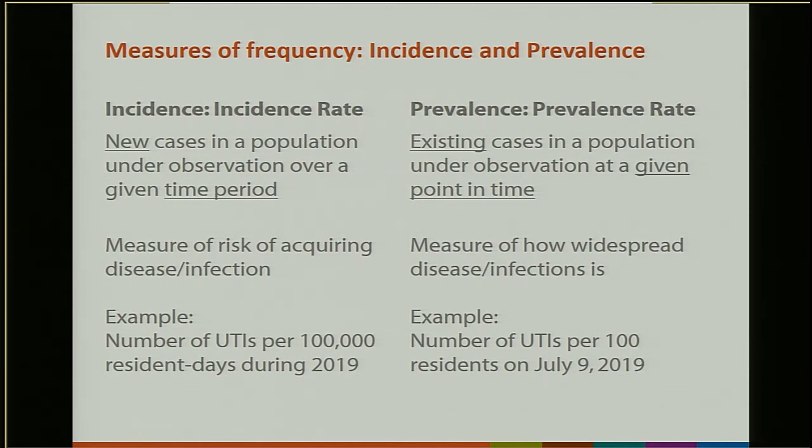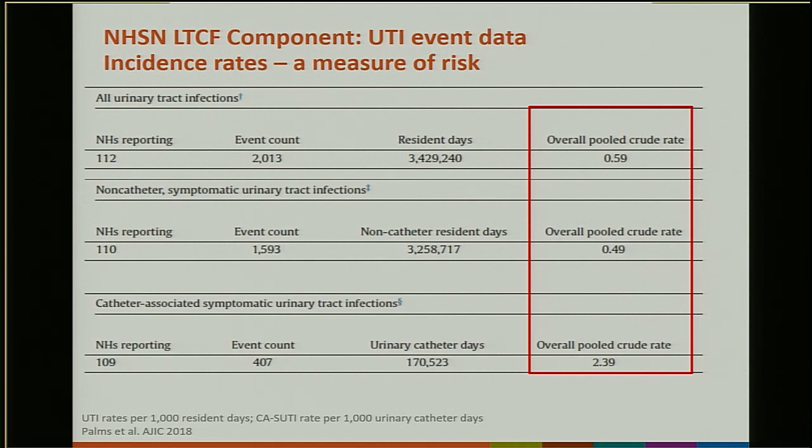And it's looking to help you understand what is the risk of someone in my facility of acquiring an infection. Whereas the data from the point prevalence survey is giving us a prevalence rate, and this is saying at a given point in time, how many people in this facility or in these group of facilities meet a urinary tract infection definition. So two different measures. And this is really just to illustrate some of the data that comes from the NHSN long-term care facility component, which gives you incident rates, and which is a measure of risk.